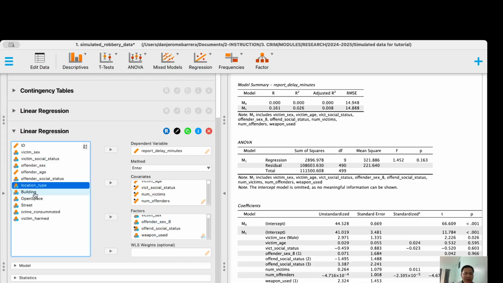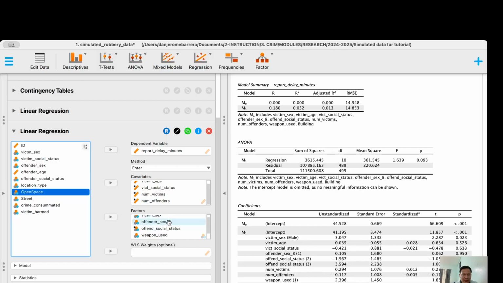For location type, let's use the individual locations minus the residence. So let's click building. Let's add it to factors. The p-value is above 0.05. So there's no significant relationship between building when the robbery was committed in the building and the delay in reporting. So it doesn't matter whether the robbery was committed in the building or outside the building.